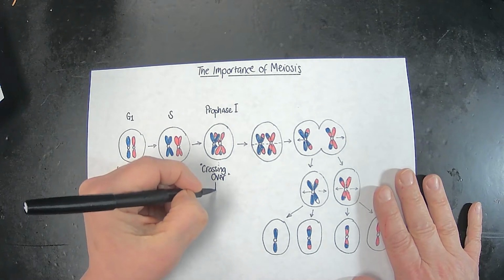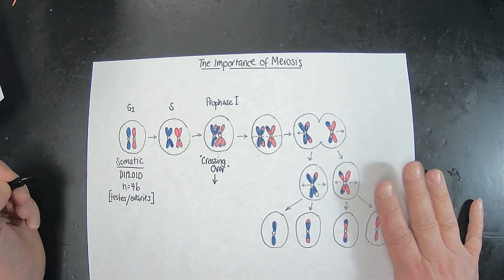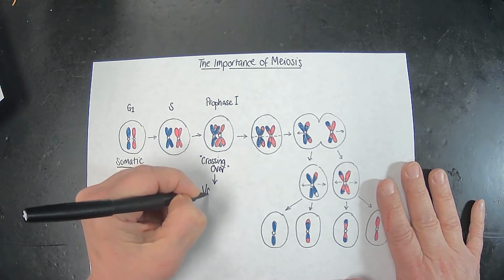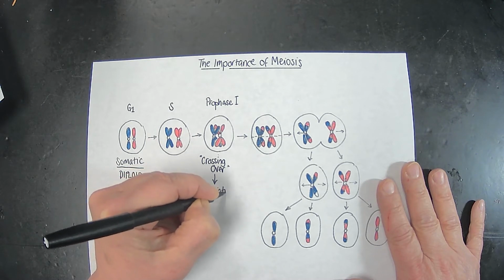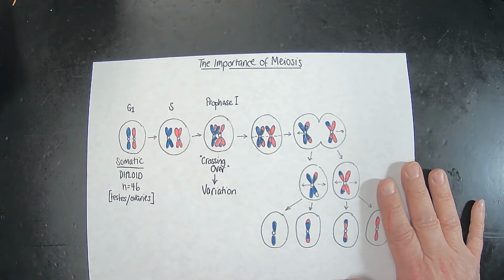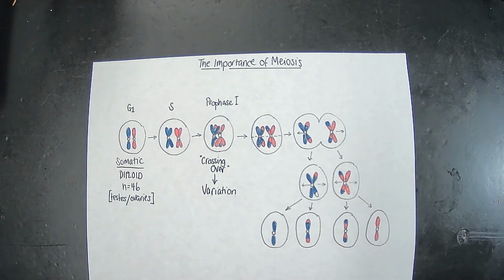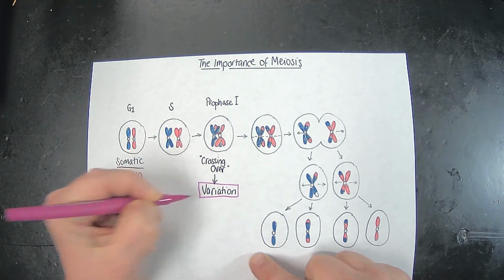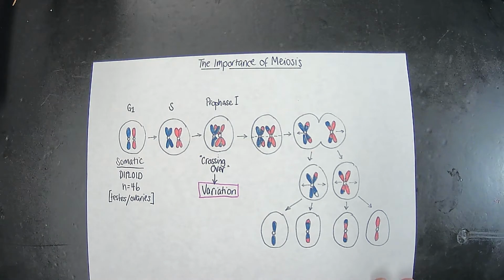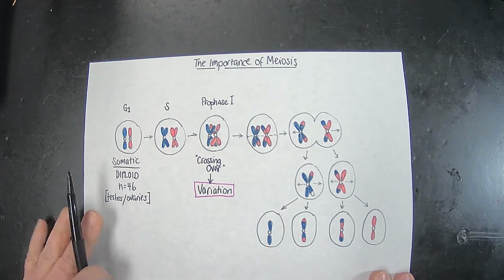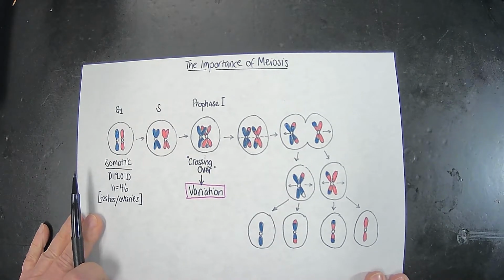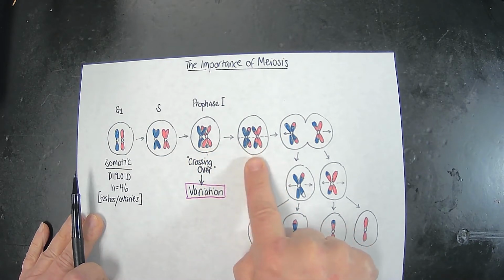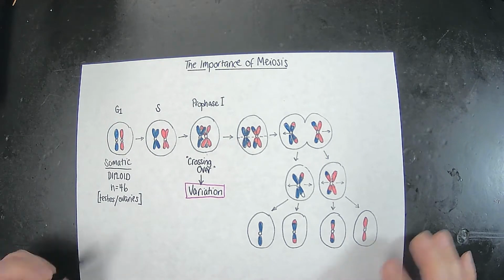This is really important, because what they're doing during crossing over is trading out sections of DNA with each other. And what that does is it produces variation. So anytime you see the phrase crossing over, you say to yourself, that produces variation. That's what makes each of us slightly different from our siblings: crossing over during prophase 1 of meiosis. The end result after prophase is this. And you'll notice now that there's pink bits on the blue one and blue bits on the pink one.